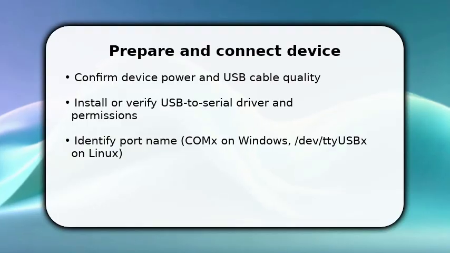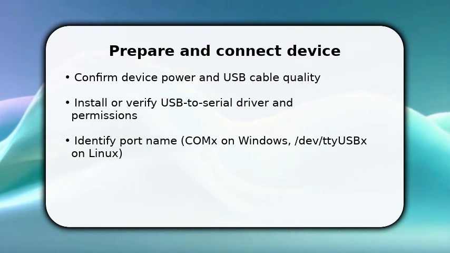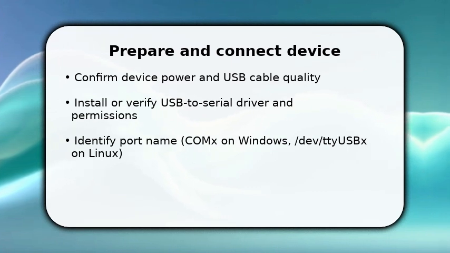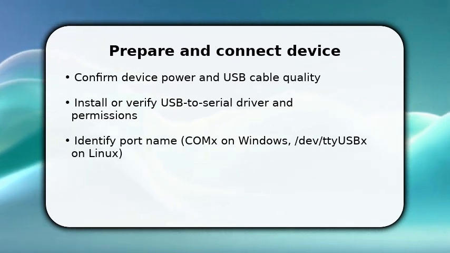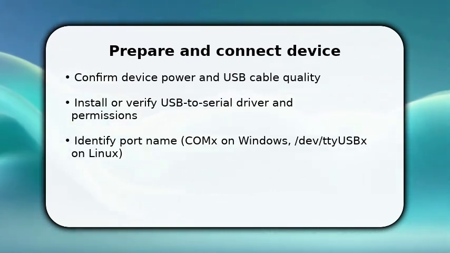You start by powering the target device and plugging the USB to serial cable into your computer. Do this now. Once connected, make sure the correct driver is installed and that your user account has permission to access serial ports. You should then identify the port name shown by the OS.